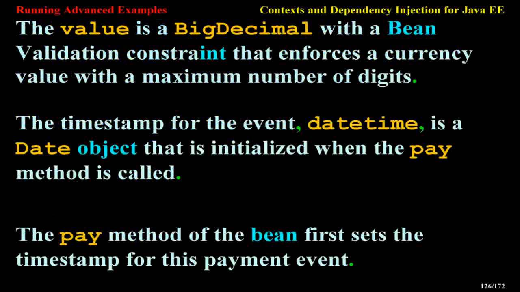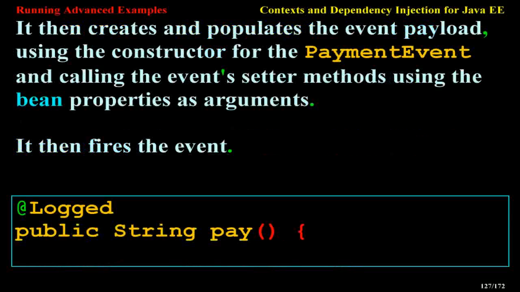The pay method of the bean first sets the timestamp for this payment event. It then creates and populates the event payload, using the constructor for the payment event and calling the event's setter methods using the bean properties as arguments. It then fires the event.